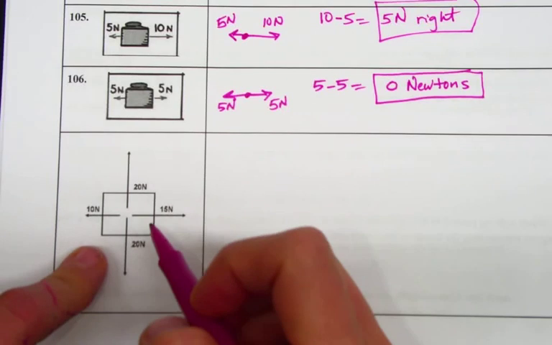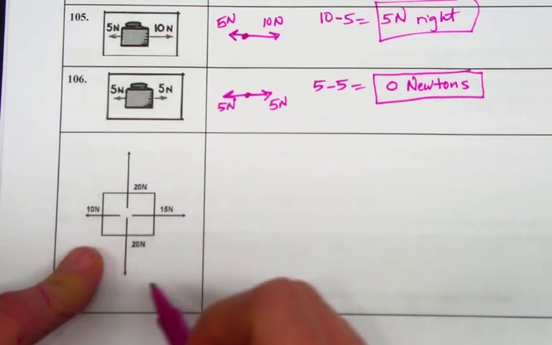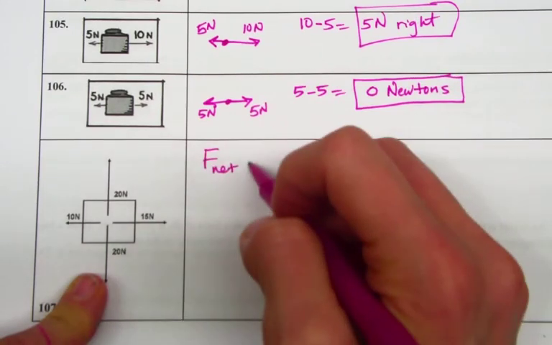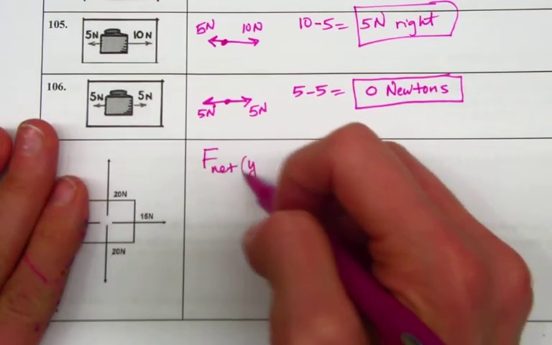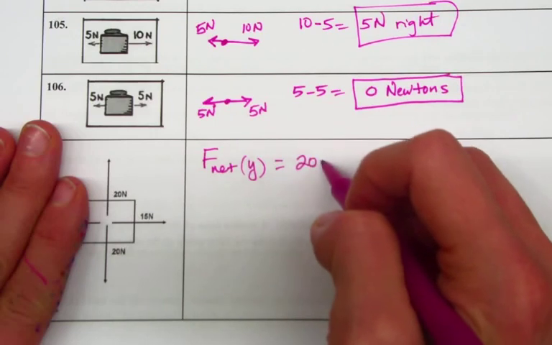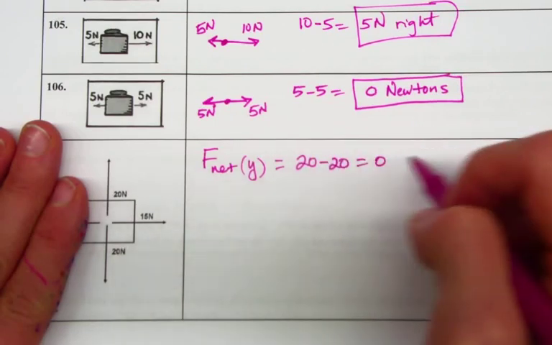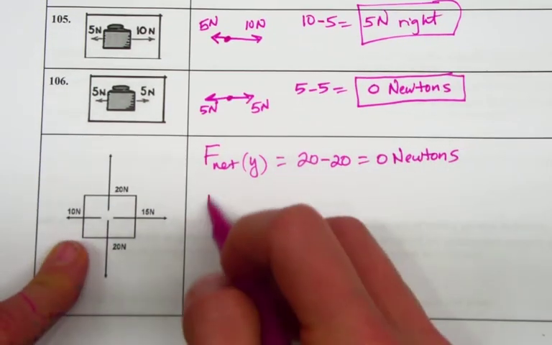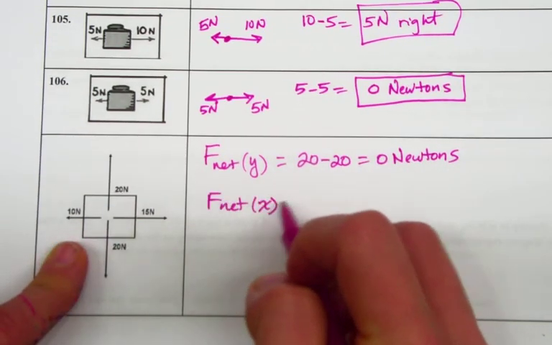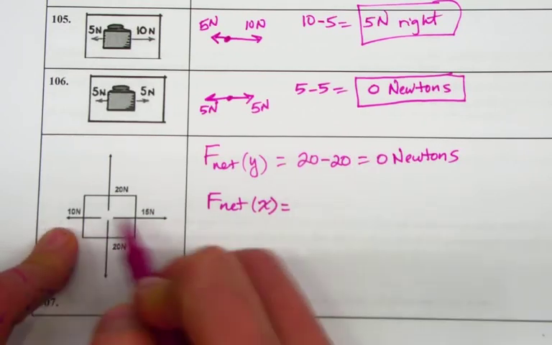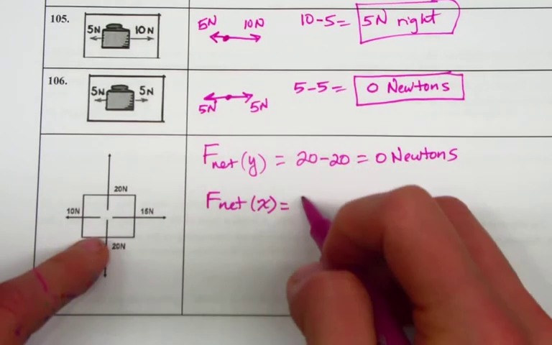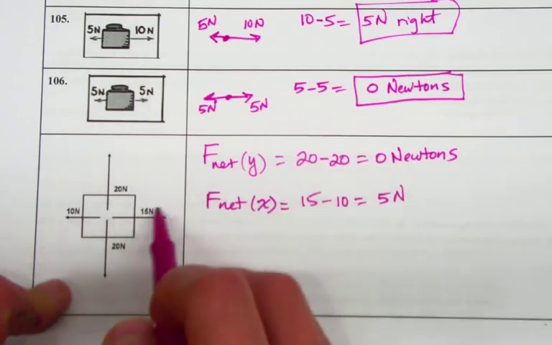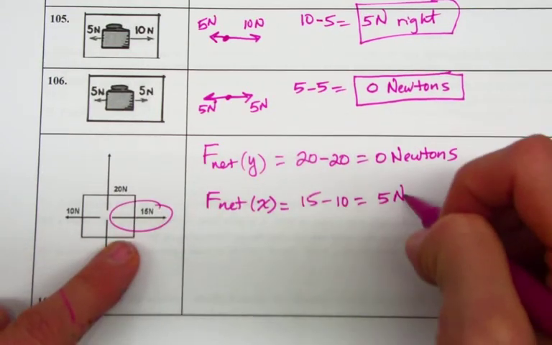And then for the last one, I have 4 directions. So if I'm going to find the net force, I have to do it in all the directions. So the net force in the up and down, the y direction, is going to be 20 minus 20, so that's 0 newtons. And the net force in the x direction is going to be, I have 10 and 15. 15 is larger, so I'm going to say 15 minus 10. So that's 5 newtons. But 15 is the larger one, so I'm going to say to the right.